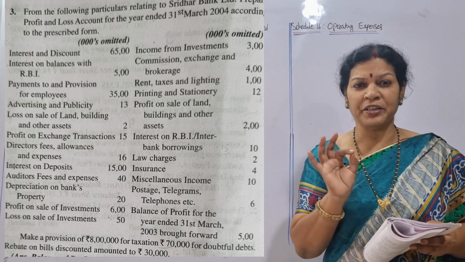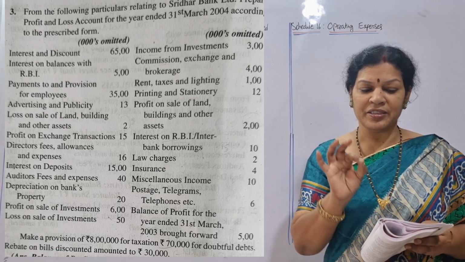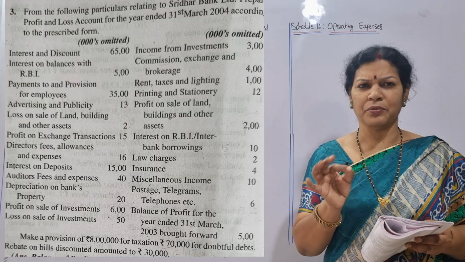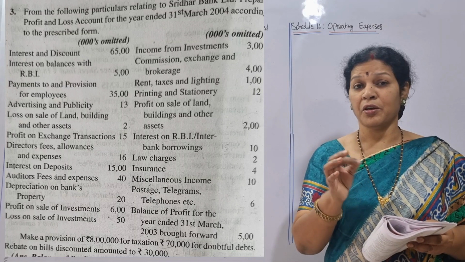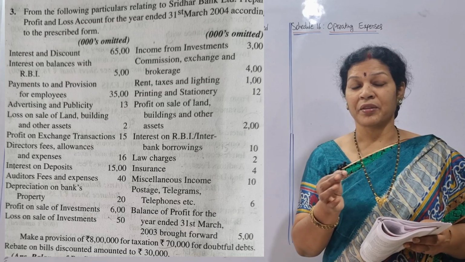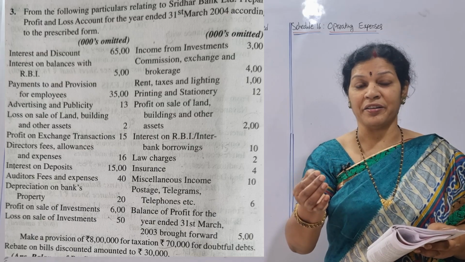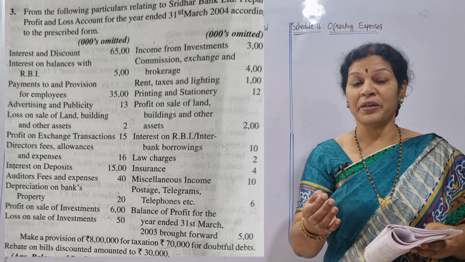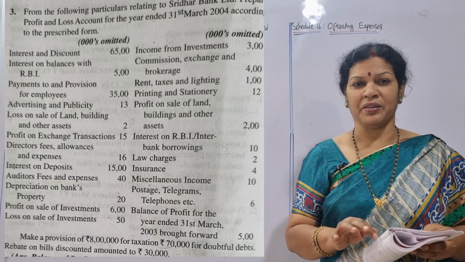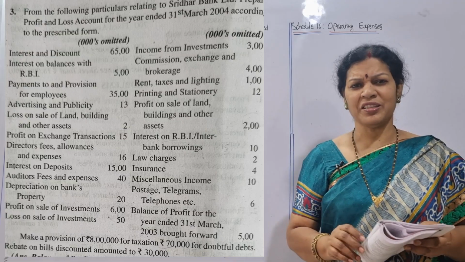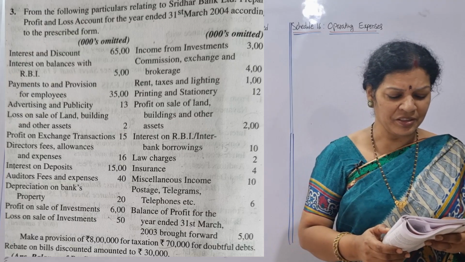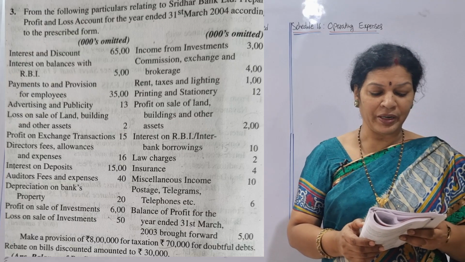Like you have to identify each and every item. Is it a schedule number 13, 14? 13 means interest earned. 14 means other income. 15 means it is related to the interest expended. And 16 means operating expenses. Like you have to identify. Only 4 schedules are there. Very easy, right? Now next one is payment to the provision for employees.